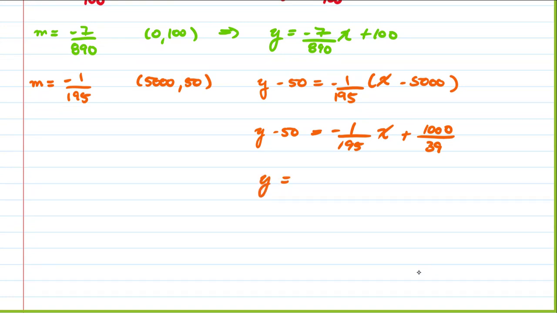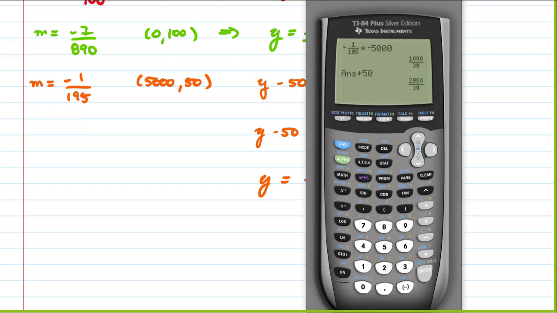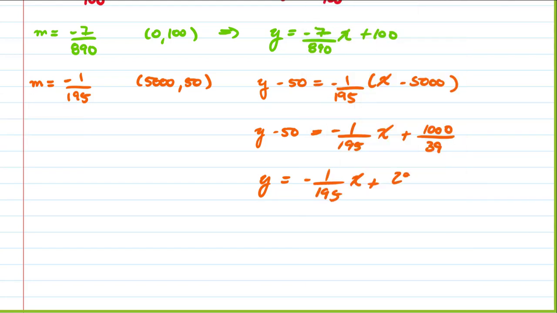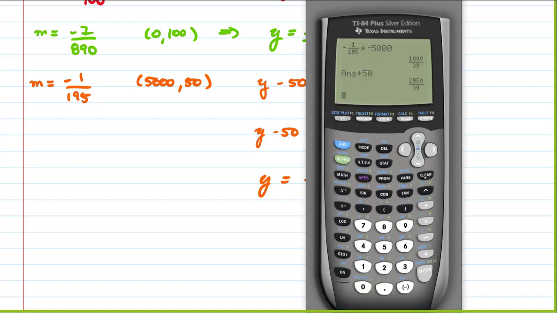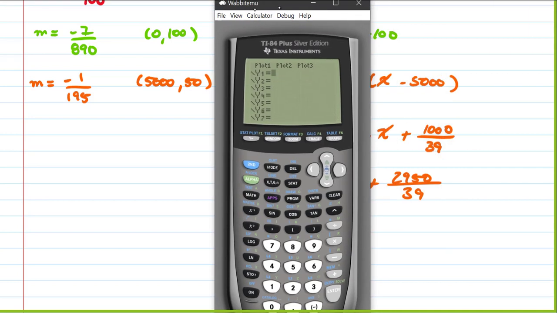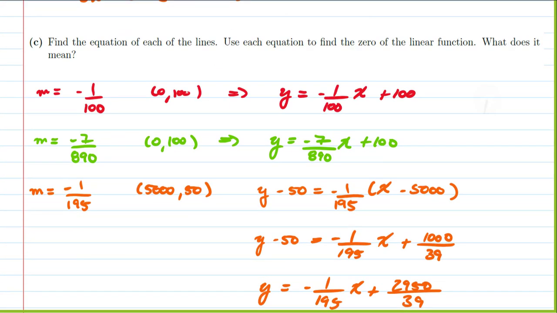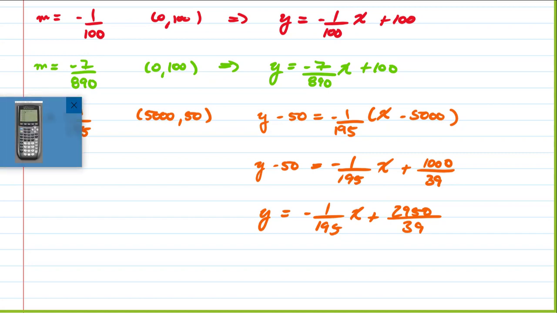So y equals negative 1 over 195 x plus 2950 over 39. So those are each of our three equations. So let's go ahead and put each of these into our graphing device and see what we get. So let's go with our first one, negative 1 over 100.